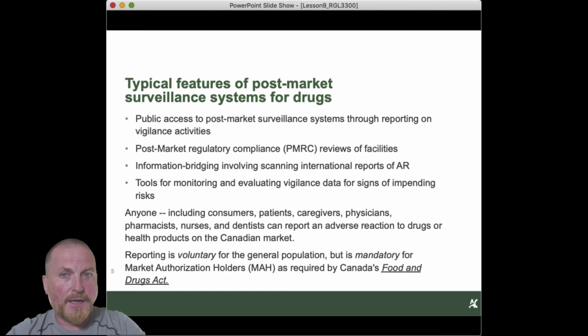Tools for monitoring and evaluating vigilance data have evolved quite a bit. And the OECD countries continue to work on that. All right.